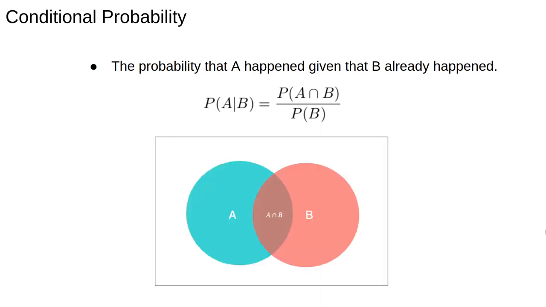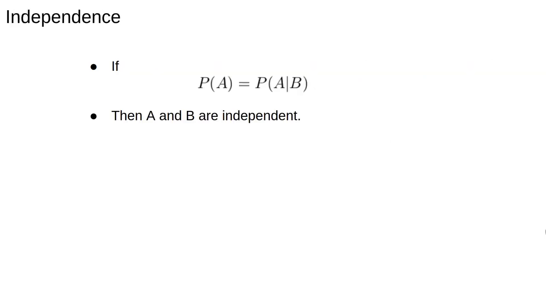To understand this formula, let's have another look at the Venn diagram. Knowing that B happened restricts the sample space from all of S, which is the whole box, down to just B, the orange circle. Then the probability of A in this smaller space is the number of ways A can occur in the space defined by B. Hopefully it's obvious that this space is just A intersection B.